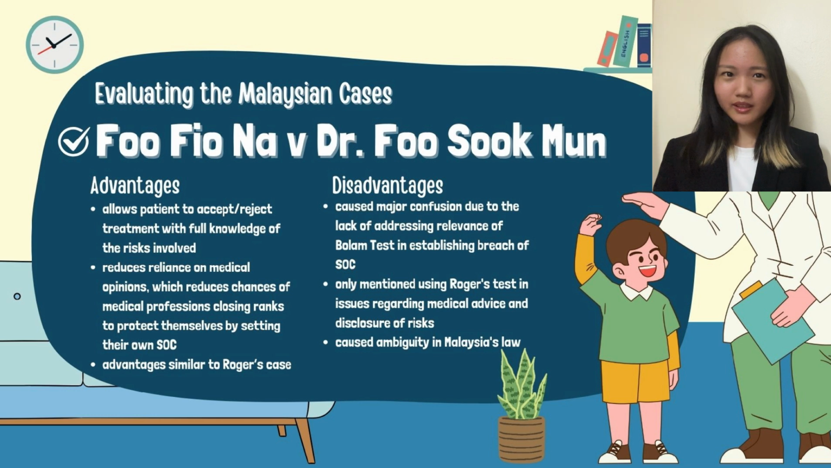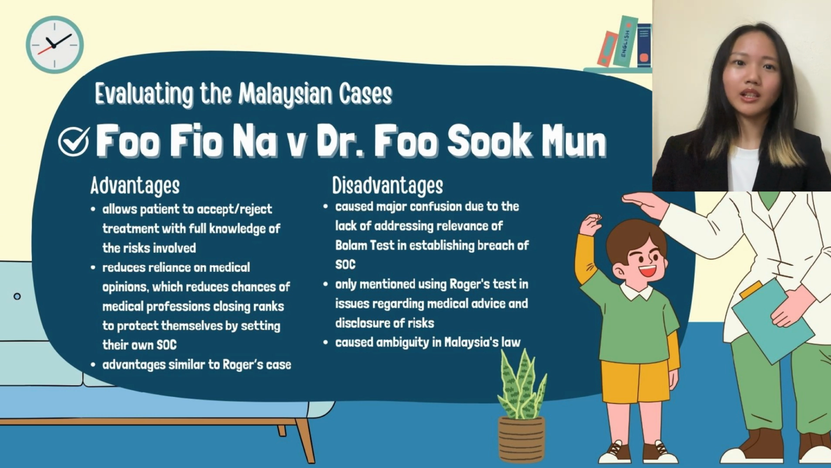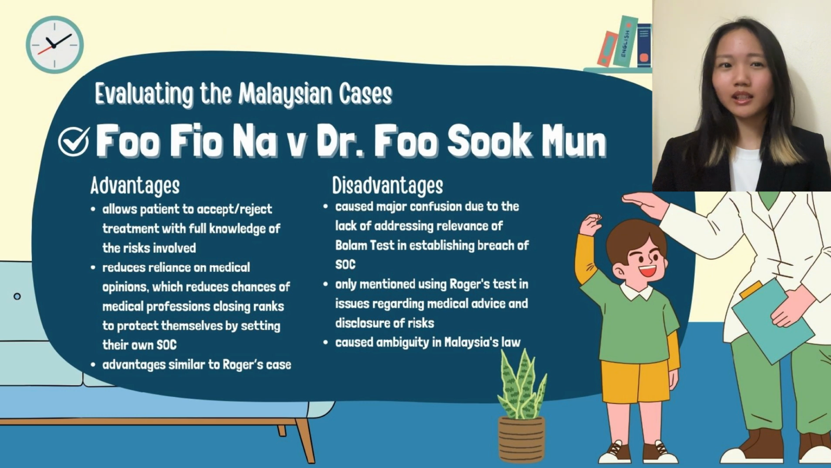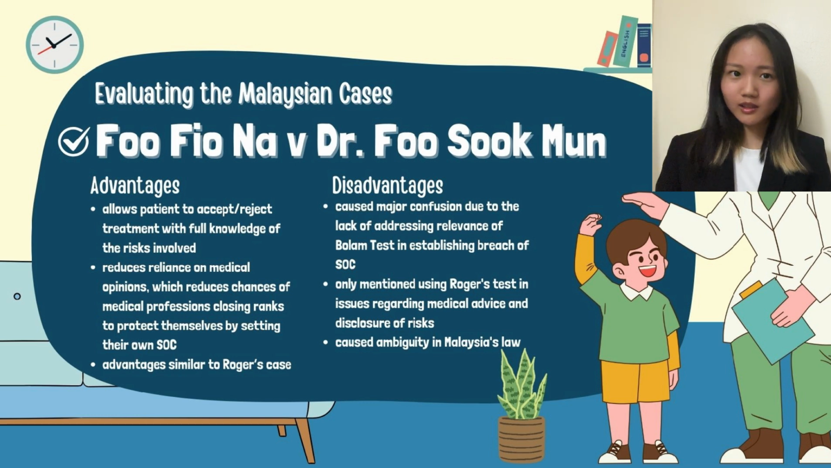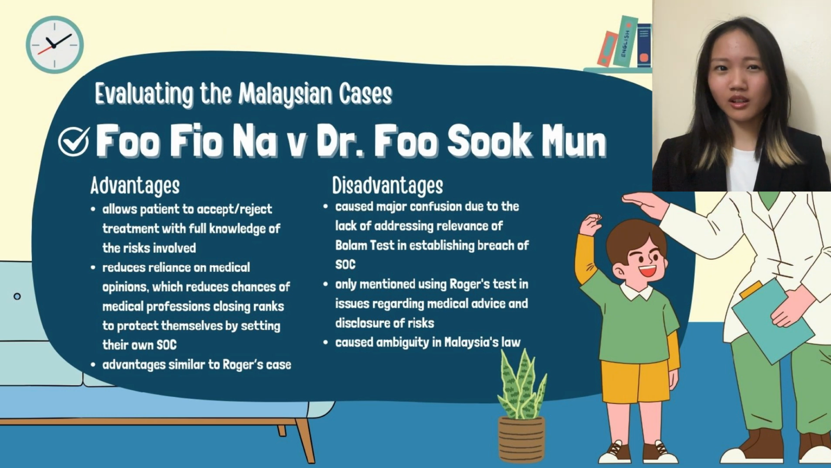However, there are some drawbacks because this case has its negative influences on the Malaysian courts due to the lack of clarification on whether the Bolam test is still relevant in terms of the areas of treatment and diagnosis. Foo Fio Na's case only addressed the usage of Rogers' case in the areas of medical advice. So the ambiguity of this caused major confusion in Malaysian laws of medical negligence.